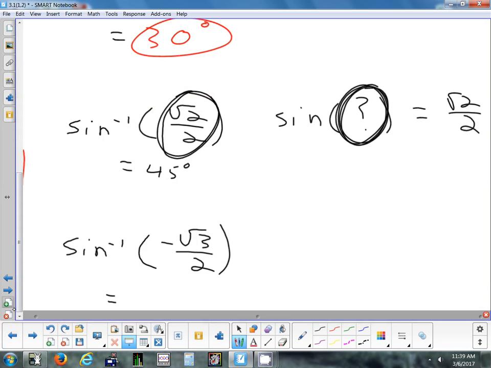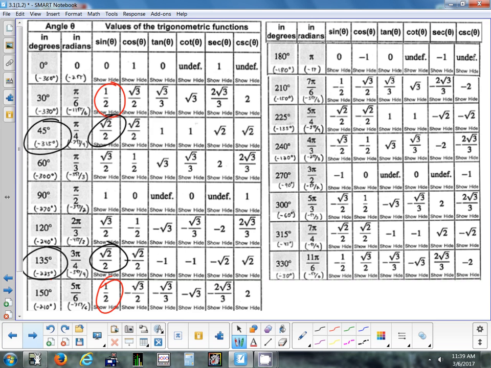How about -√3/2? Negative 60. Let me erase this. Let's check. So I see negative root 3 over 2, and you got to make sure you're in the right column. Yep, sine, using the right column. And I see negative 60. And that has to be the answer. You can look and you'll find it in another spot, the negative root 3 over 2. But the other answers won't be between negative 90 and 90. So once you find the correct answer, you're not going to find another one. That's it.